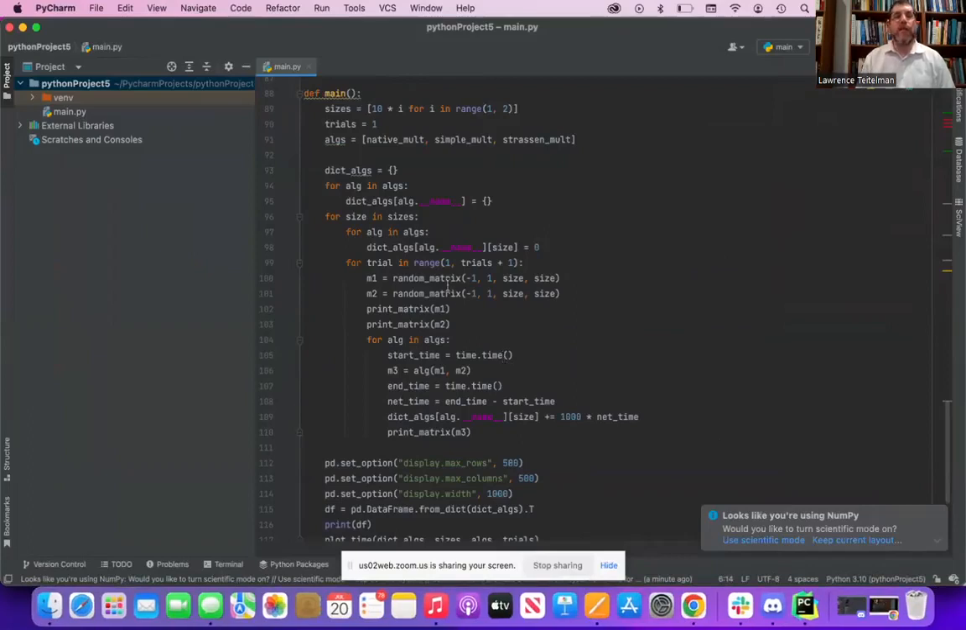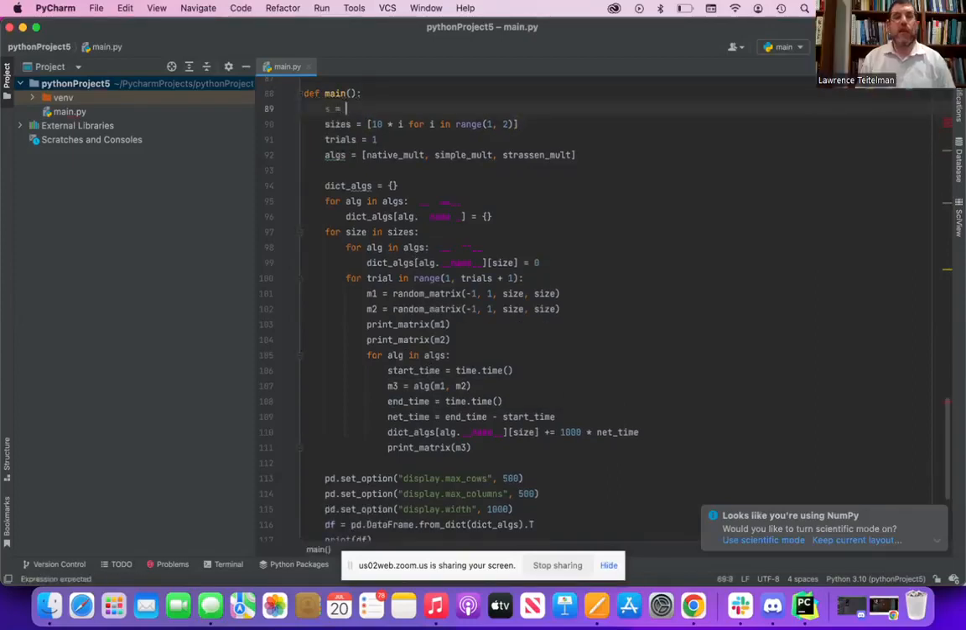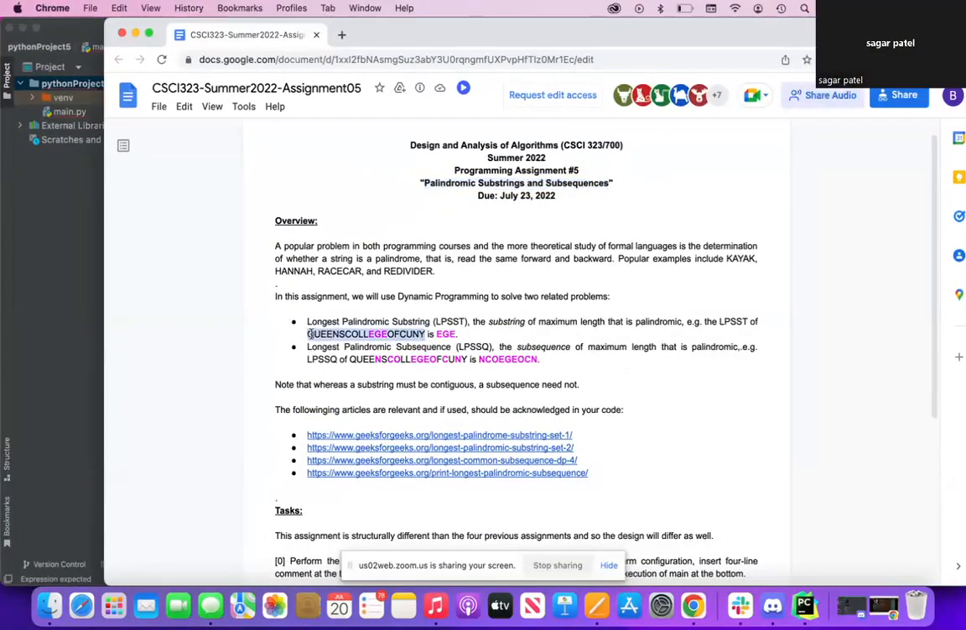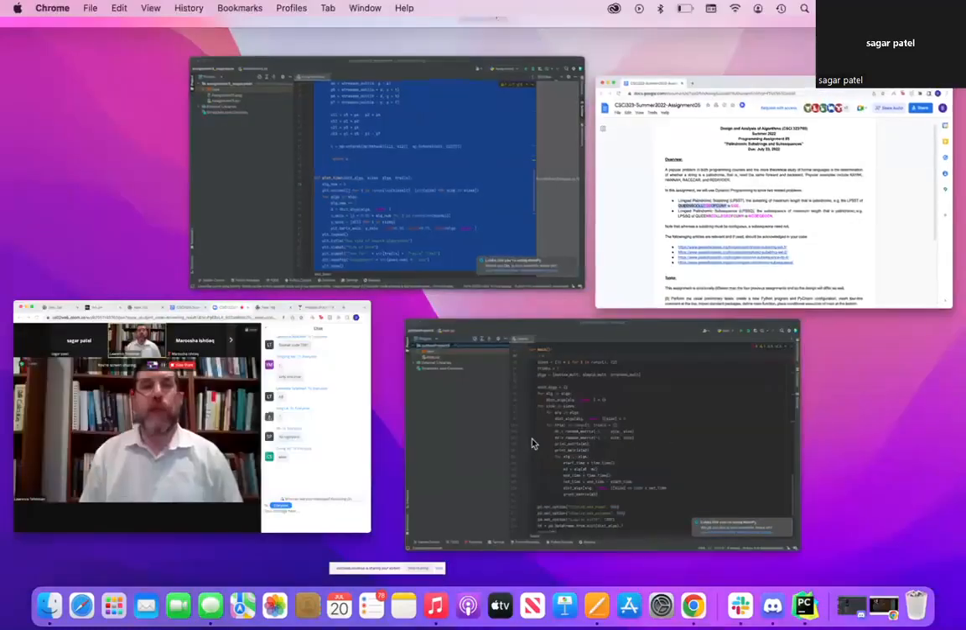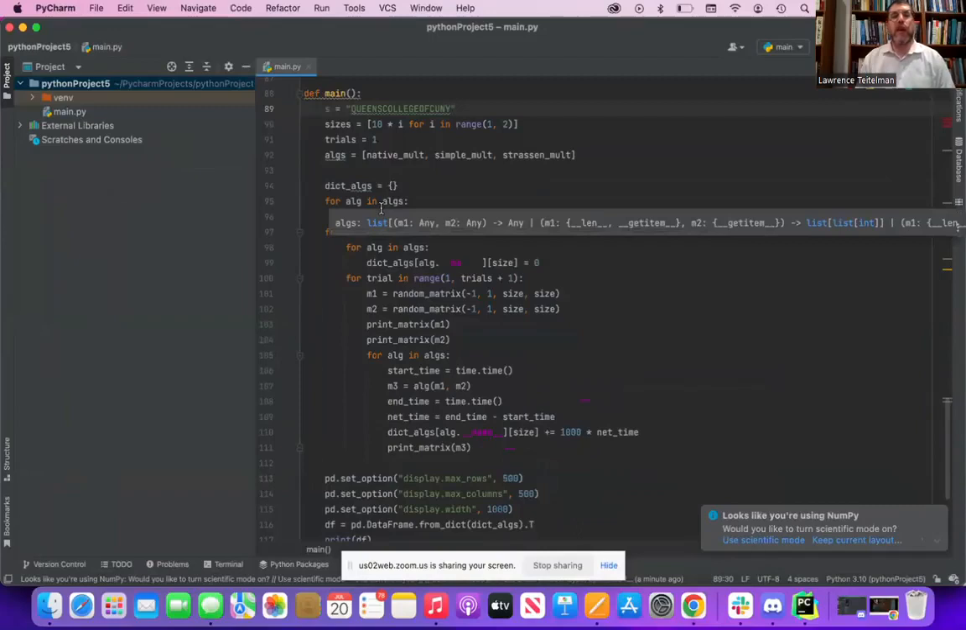So in the beginning of the main, you could say S equals, for string. And then we're going to get a little more interesting with the strings. But for now, just do S equals. So at the beginning of your main, please say S equals, and copy in that string, the Queens College of CUNY. Okay, good. Now let's copy the code for the longest palindromic subsequence.